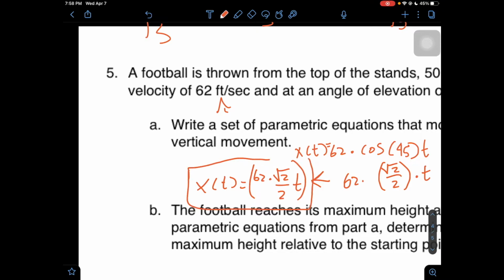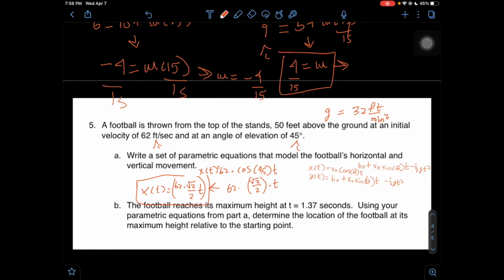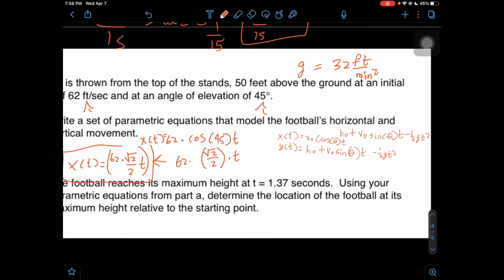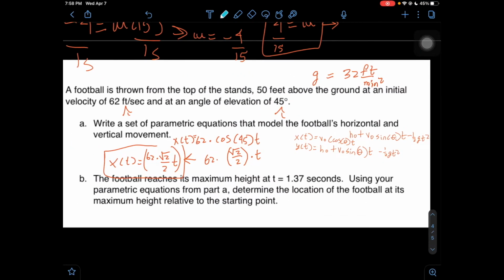Now let's do our y of t. If you remember, we wrote down y of t equals h naught plus v naught times sine theta times t minus 1/2 g t squared. Now we can substitute again. Let's use a different color. h naught represents your initial height, that's why there's a naught. So you have 50 plus 62 feet per second, times sine of theta, sine is our y value, theta is still 45 degrees, times our t value, minus 1/2, and we said g is 32 feet per second.